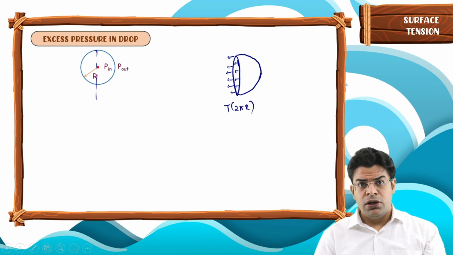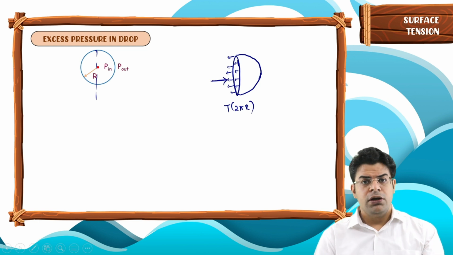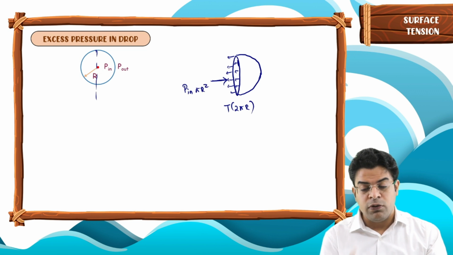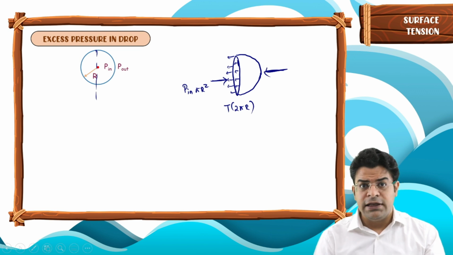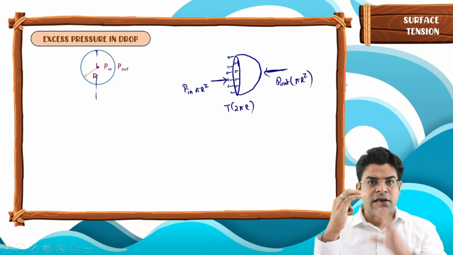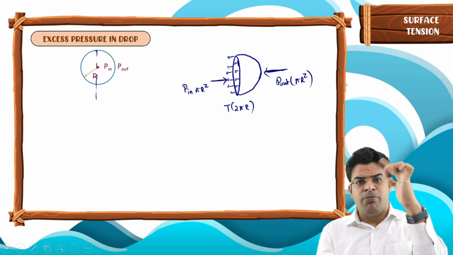Due to the pressure inside, there will be one force on this half. That force will be equal to pressure inside into pi r square towards right. And due to the outside pressure, there will be a force towards left, and that will be P outside into pi r square. Here we have taken projected area. The projected area for this hemisphere will be a circle of area pi r square.